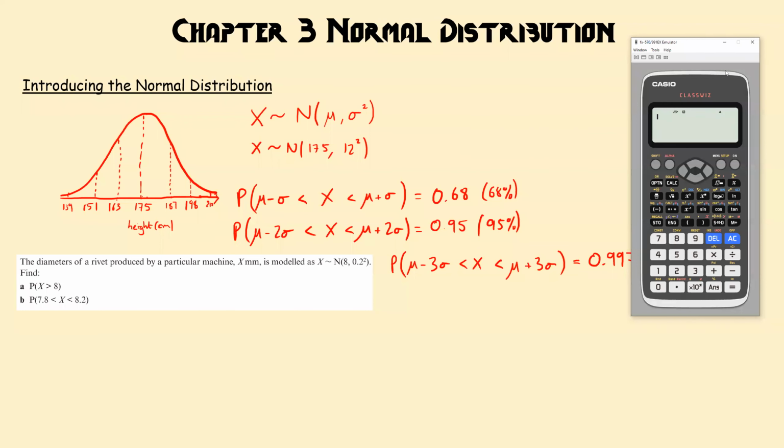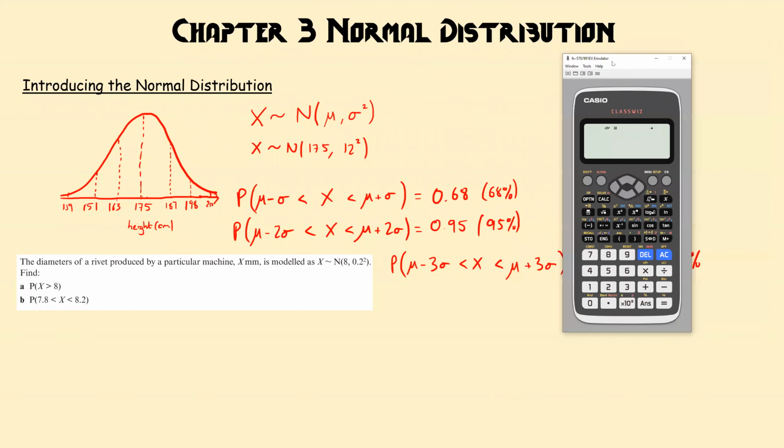So apologies for that. Let's just get this up and running. So here we've got the diameters of a river produced by a particular machine, modeled normally with mean 8 and variance 0.2 squared, or standard deviation 0.2. Find P of X greater than 8.